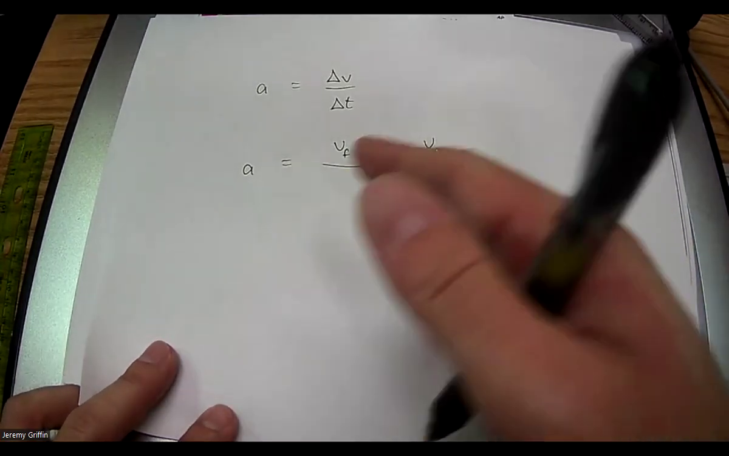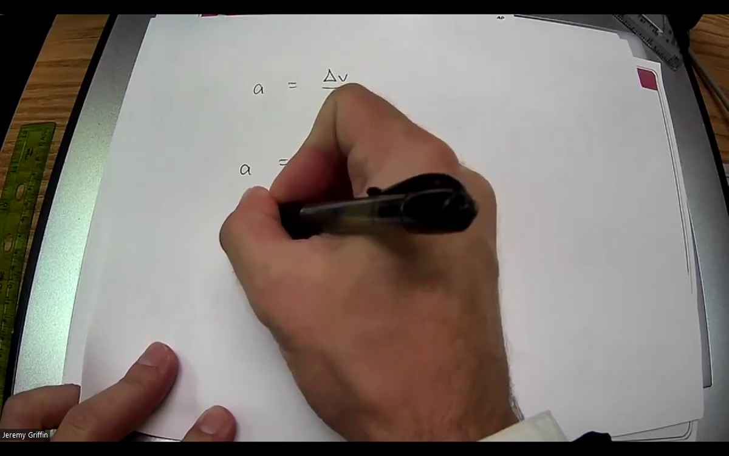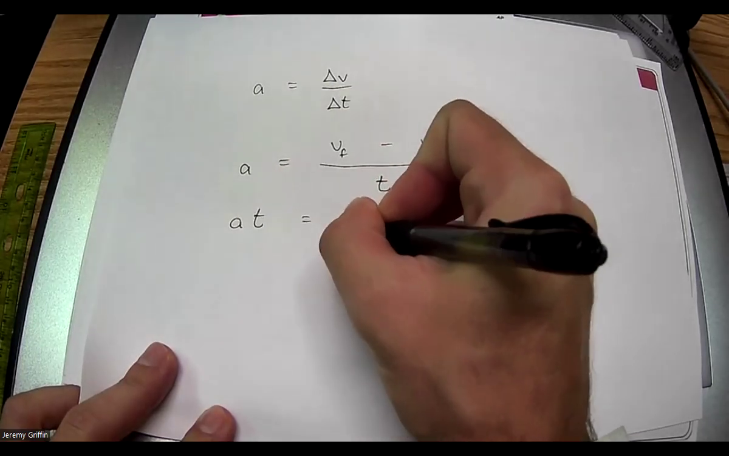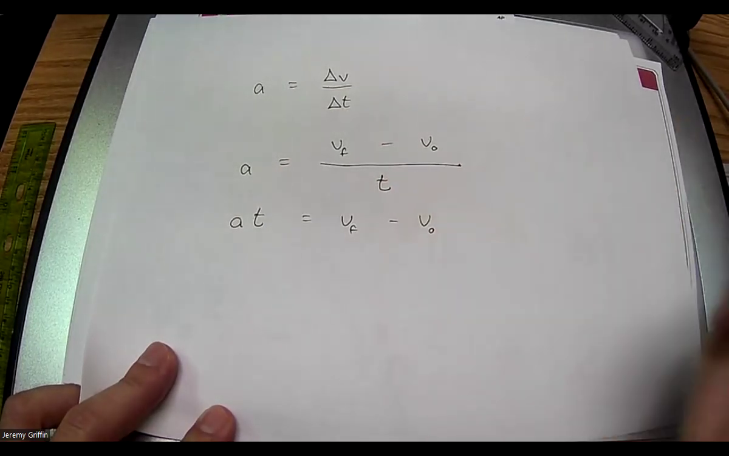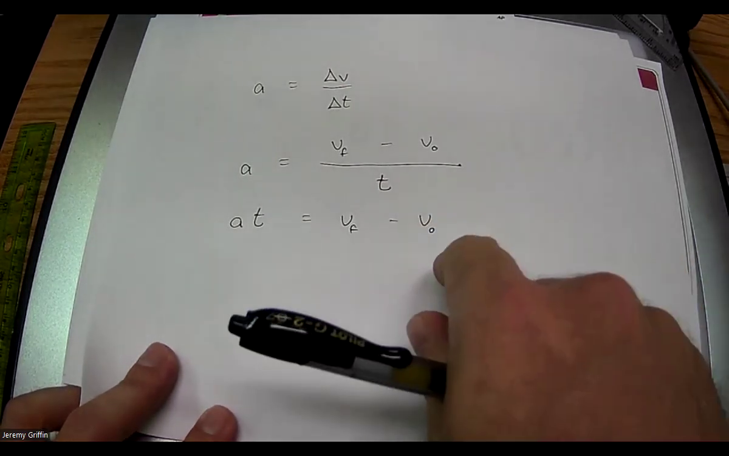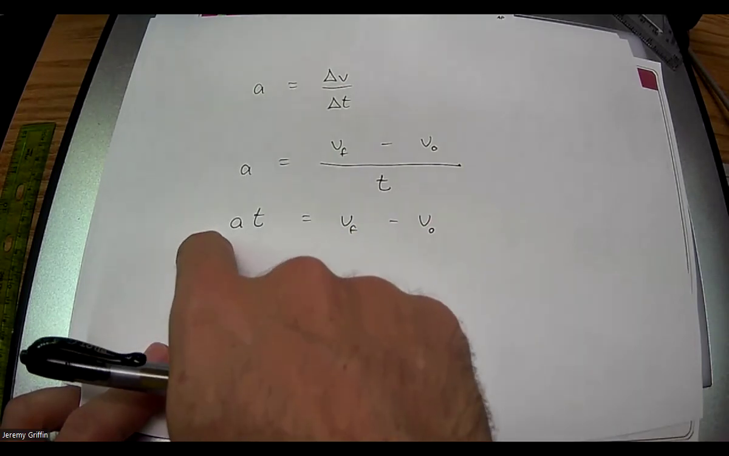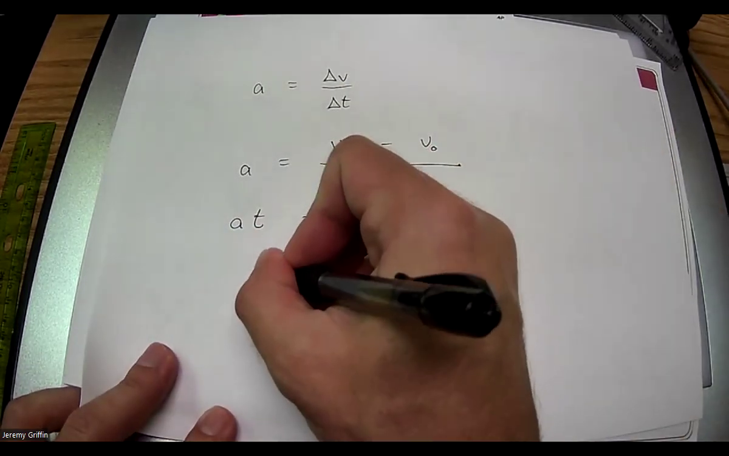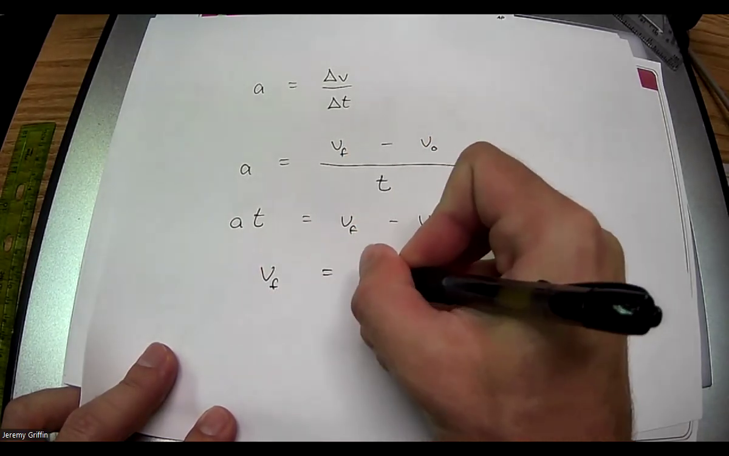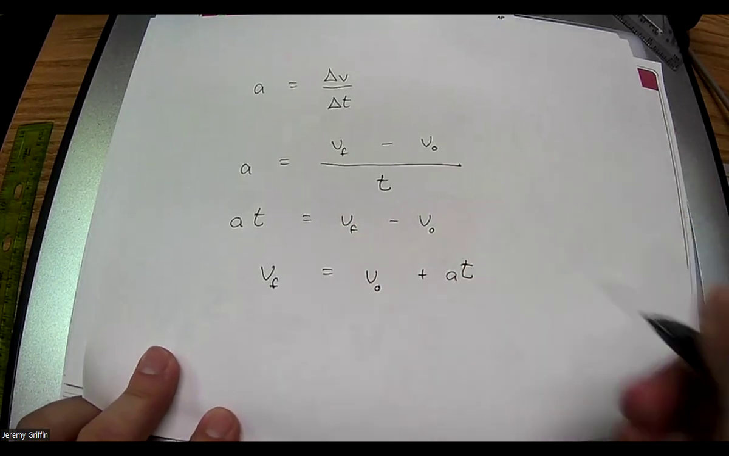Let's rearrange this. Let's make it not look like a fraction. Can I cross multiply the t? A times t is the change in velocity, final velocity minus initial velocity. That could be true, right? Okay. And then I'm going to do one more little shuffle. We're going to add the v naught over and switch both sides while I'm at it. So you can say final velocity is equal to initial velocity plus acceleration times time.